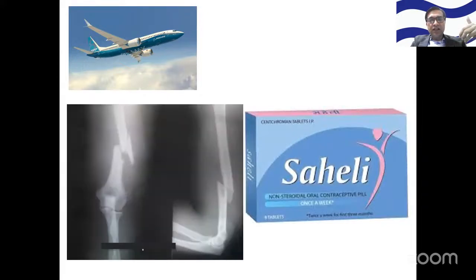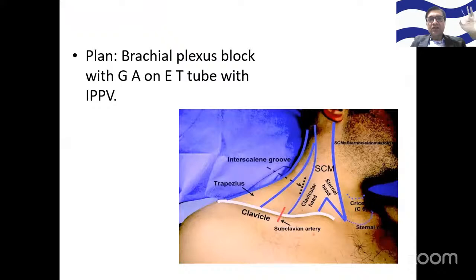I have taken a hypothetical case of a lady who was coming from the USA. She had done almost 18 hours of flight journey, and she was on OC pills. She was coming here for her infertility treatment. When she got down at the airport, she slid and had a fracture of the humerus. The plan was a brachial plexus block with general anesthesia on an ET tube with IPPV. Since the position was very odd, the patient could not tolerate the brachial plexus block, so we gave general anesthesia to this patient.